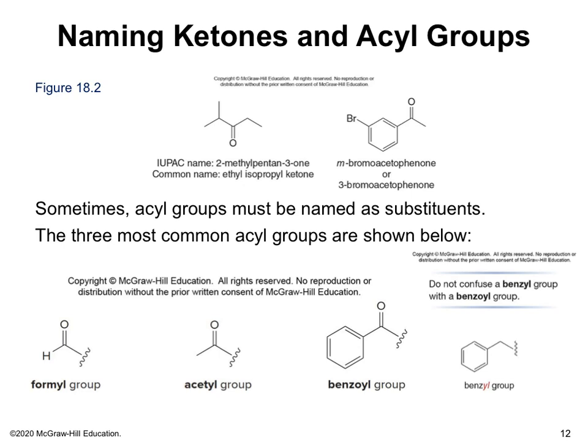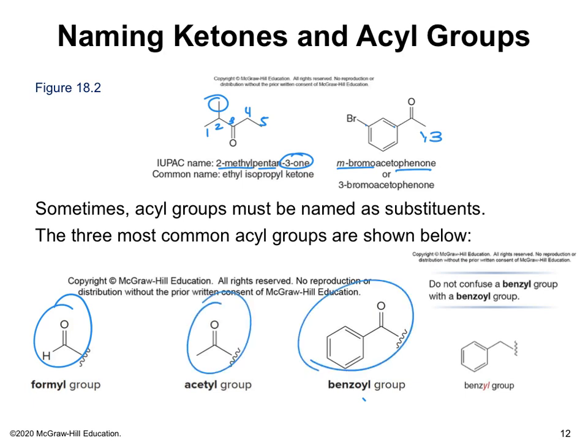So here, 1, 2, 3, 4, 5. We'll do 2 because it also picks up the methyl group as a low number. So it's always about the combination. So 2-methylpentan-3-one, and you've got to say where the ketone is, 3-one. This one, it's meta-bromo because it's a 1,3 combination, acetophenone. This is the formyl group, acetyl group, benzoyl, that's a new one for you, and you have seen the benzyl.